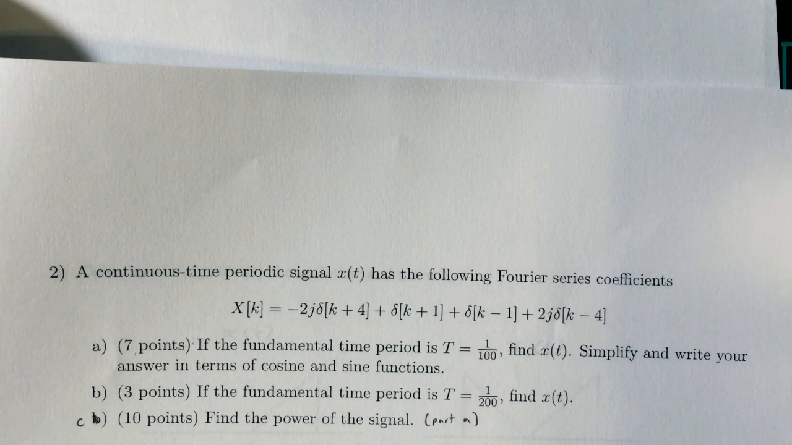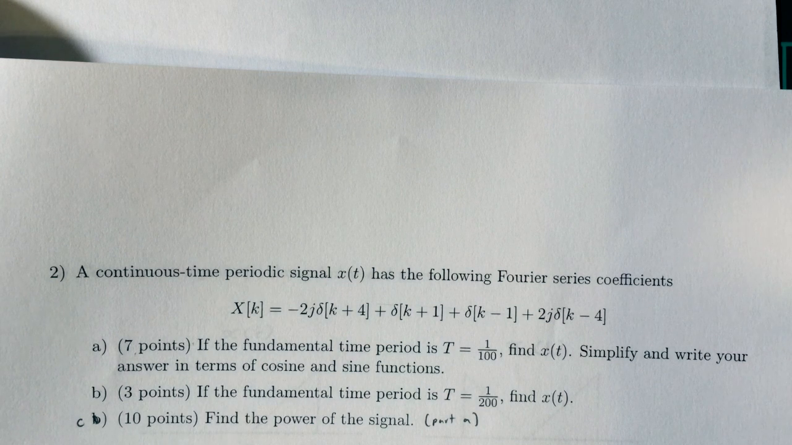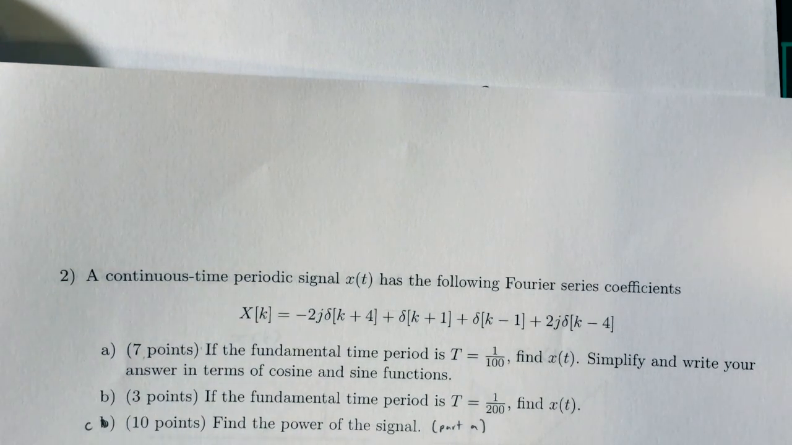Hey everyone, so today we'll be going over question 2 from Exam 2 Spring 2019 for ECEN 314 with Dr. Krishna. A continuous time periodic signal x of t has the following Fourier series coefficients, and there's our given expression. Parts A, B, and C. If the fundamental time period T is equal to 1 over 100, find x of t, simplify, and write your answer in terms of cosine and sine functions. If the fundamental time period T is equal to 1 over 200, find x of t. And part C, find the power of the signal found in part A.